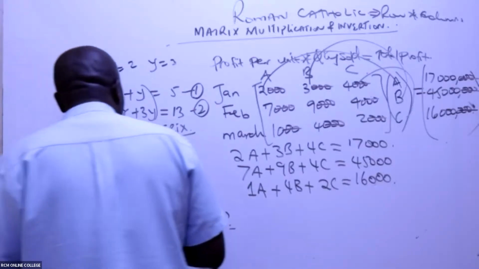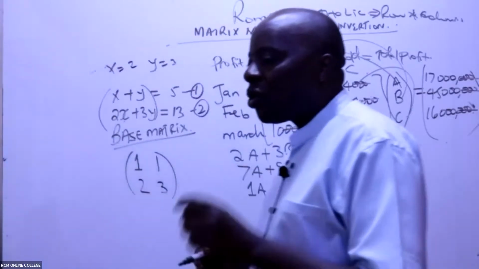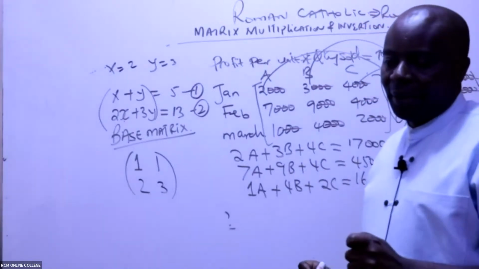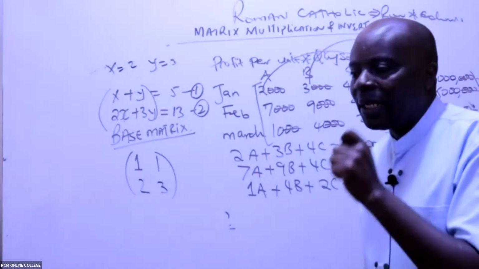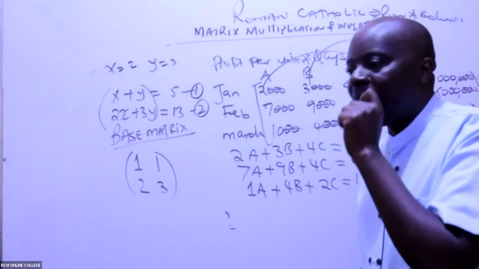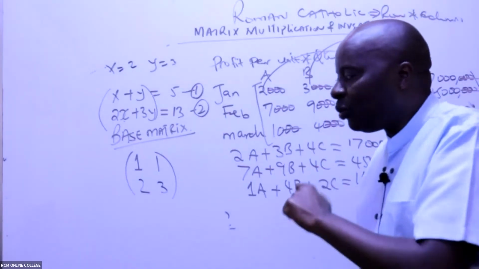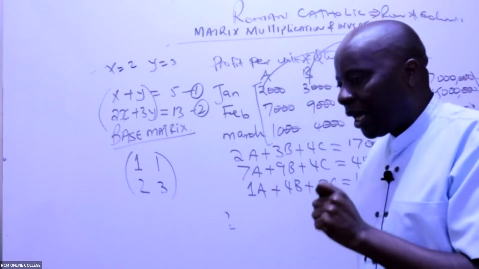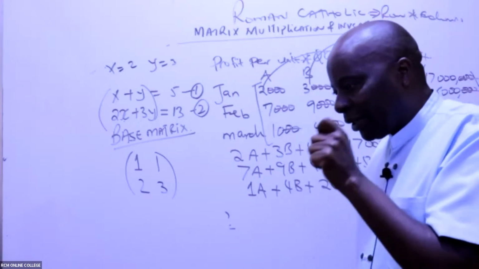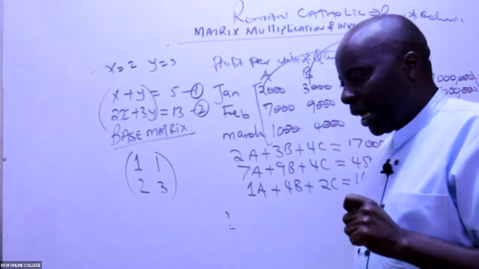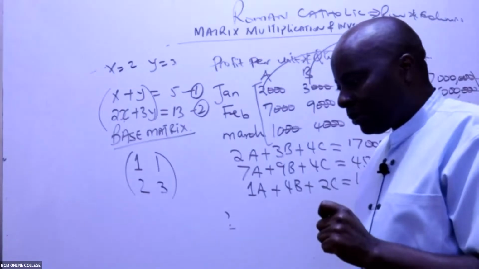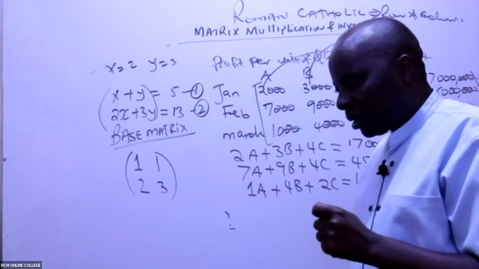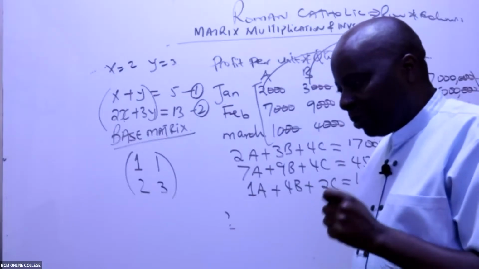Once you get this base matrix, please go ahead and give me its determinant. Is there somebody who knows what we shall do to get the determinant of the base? Is there somebody who can remember the formula? How do we get the determinant of a matrix? I give you the formula. It is PPD minus PSD.